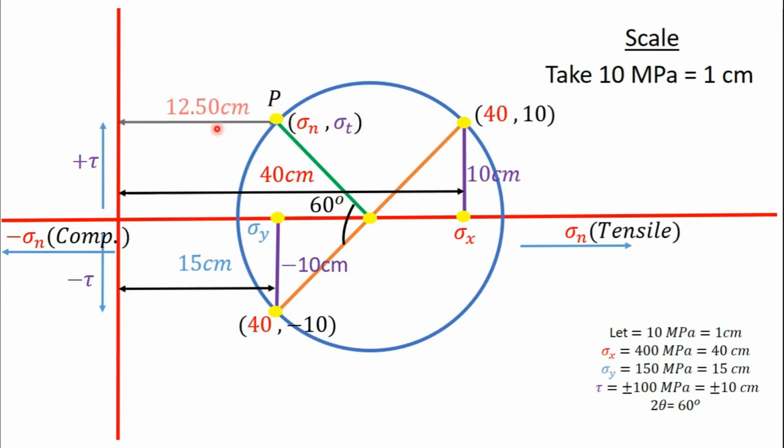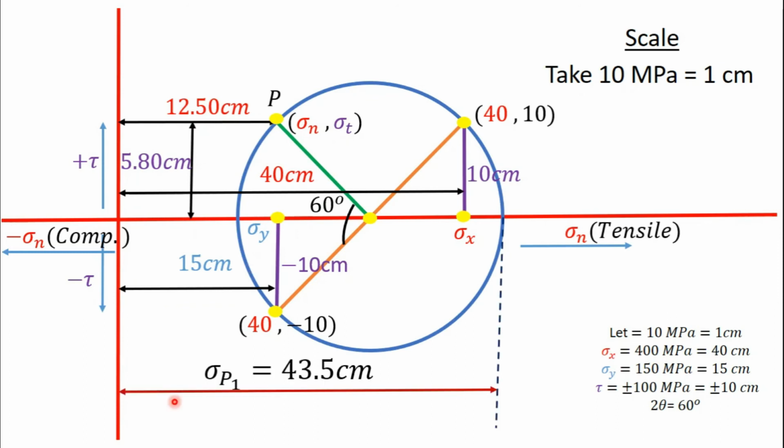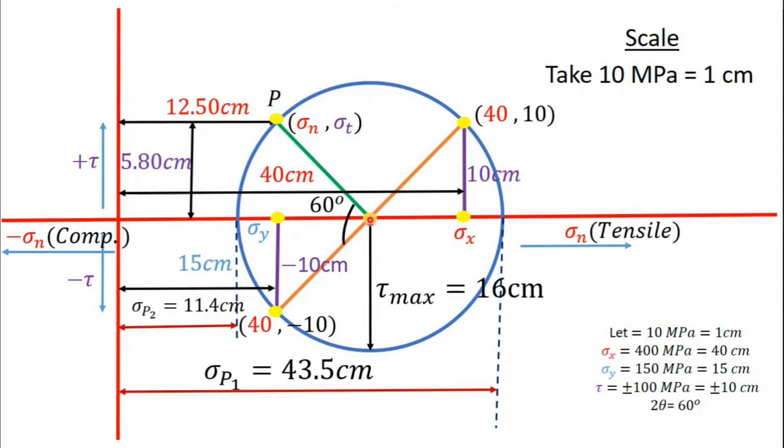So this length will be sigma n, which is 12.5 centimeter, and this length will be sigma t, the tangential stress on the plane at an angle of 30 degree, though in Mohr circle we have to double the angle to 60 degree. This length will be 5.80 centimeter. We can also calculate the maximum principal stress, sigma p1, which is 43.5 centimeter, and the minimum, or minor, principal stress, which is 11.4 centimeter. The maximum shear stress is the radius of the Mohr circle, tau max equals 16 centimeter. Sigma r and sigma phi can also be calculated, however I haven't written the values here.